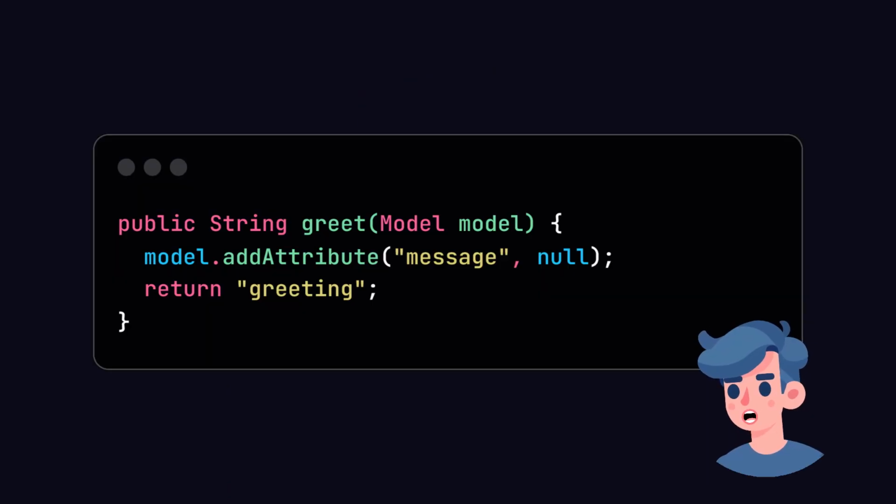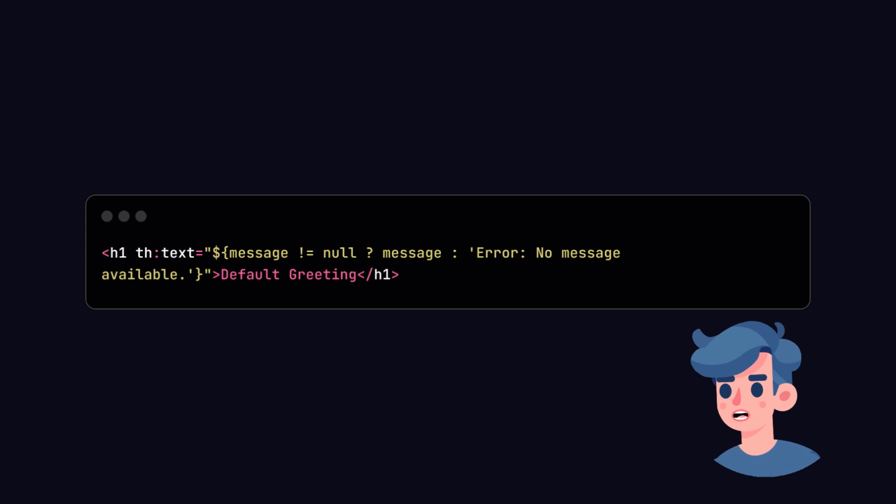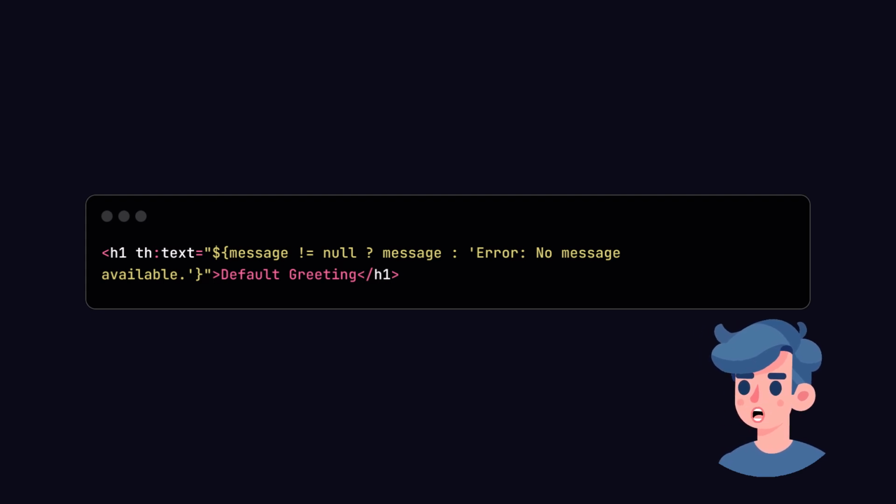Another common pitfall is empty model attributes. Let's simulate this by intentionally passing a null value. Run your application again, and when you go to /greet, you may not see any message on the web page, which can be confusing. Instead of just returning a blank space, it's crucial to handle these situations gracefully.